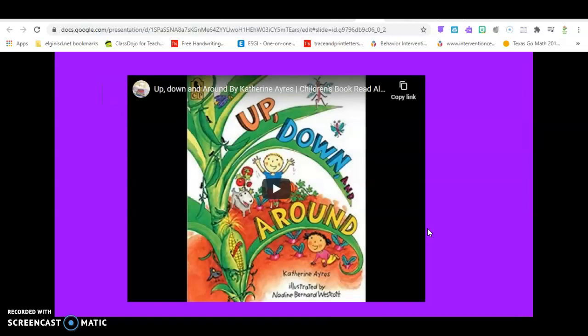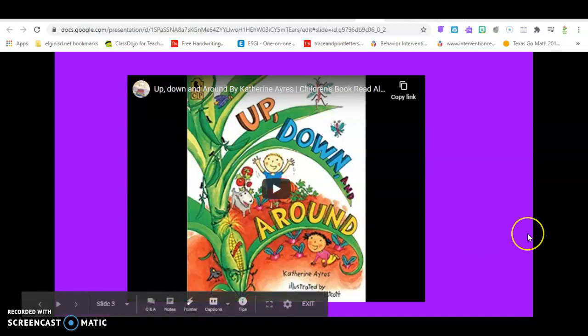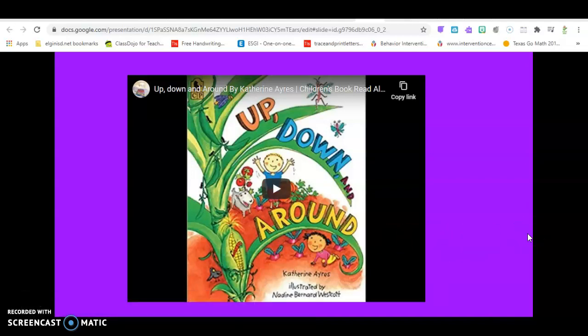Now we're going to read a story about how vegetables grow. Pay close attention to how each vegetable grows because they're going to be using up, down, and around prepositions. Okay, you ready?